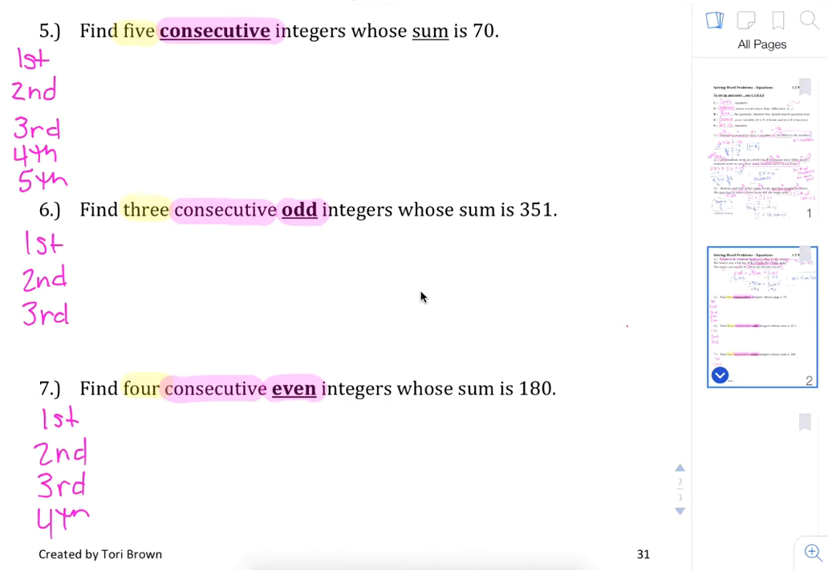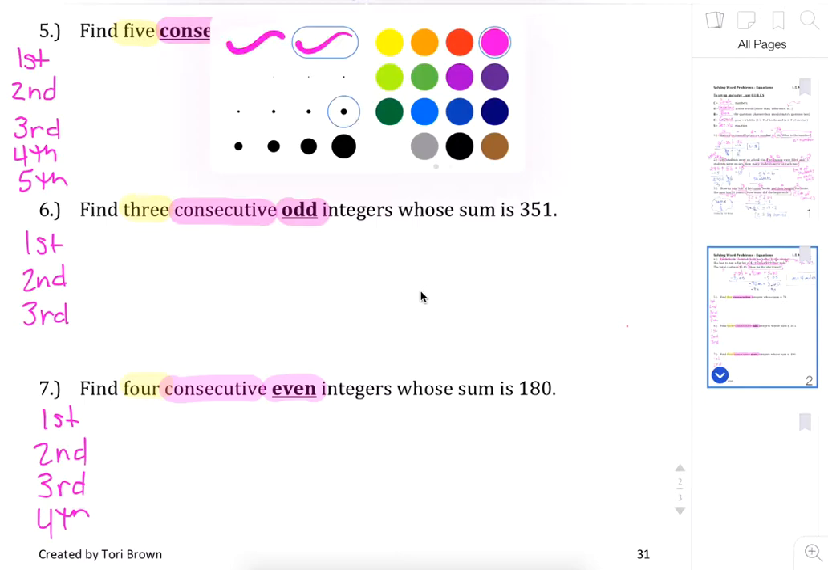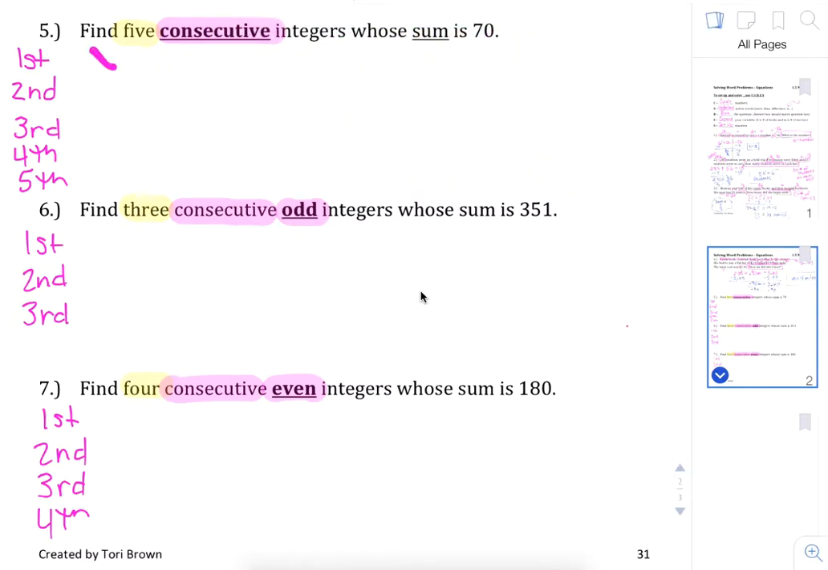All right, here's how the next part works. Your first number, or your first answer, no matter what, is going to be X. The first term, because you don't know what it is, but it always is going to be X. Then we can break apart and figure out our pattern. Okay, so the first one says consecutive integers. Let's break apart that word.